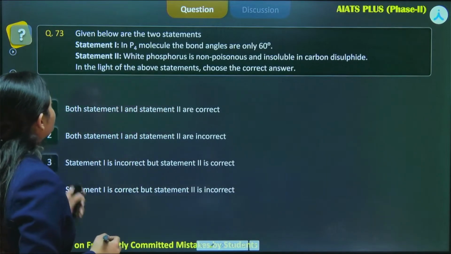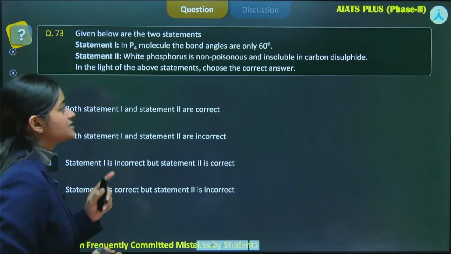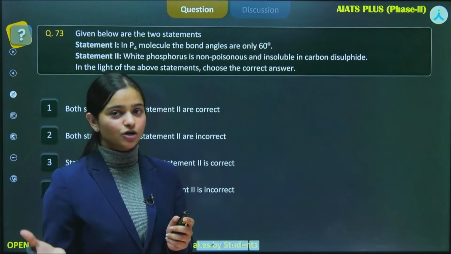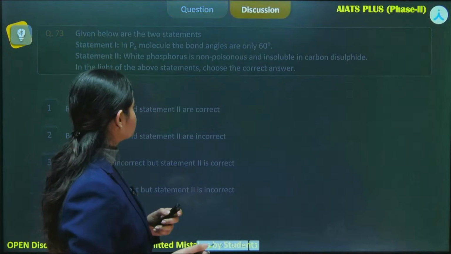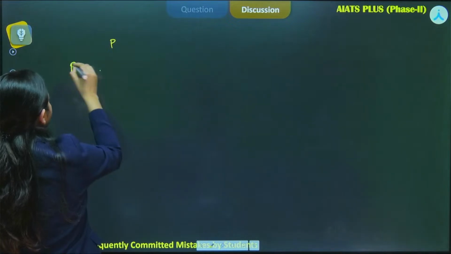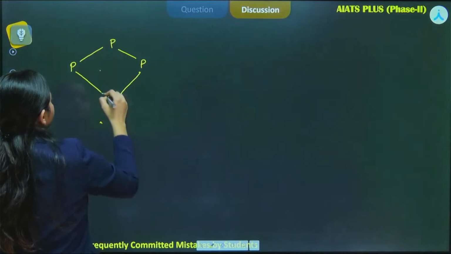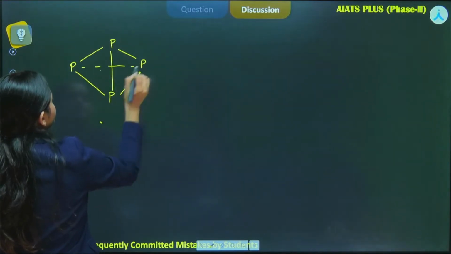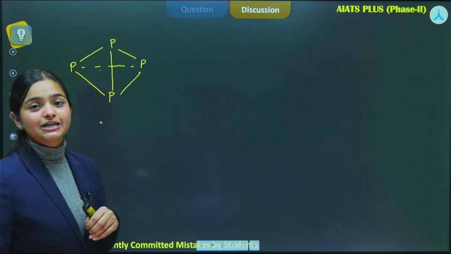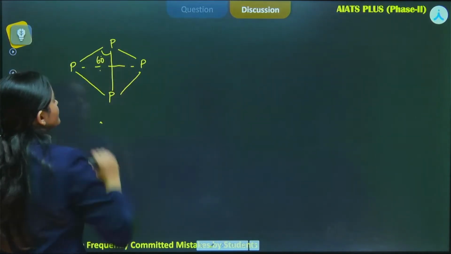Question number 73. Given below are two statements. Statement 1: in P4 molecule, the bond angles are only 60 degrees. If we talk about P4, that is white phosphorus, an allotrope of phosphorus, suppose this is the P4 molecule. If we look at the bond angle of this molecule, it comes to be 60 degrees.